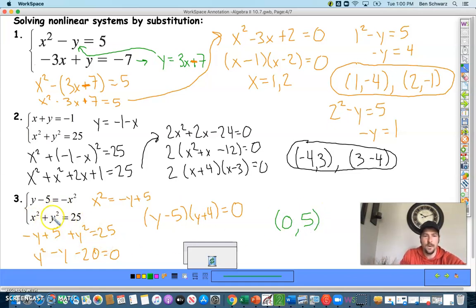If y is 4, or sorry, I should say negative 4, so that would be x squared plus negative 4 squared is 16 equals 25. That would give us x squared equals 9. So x would be plus or minus 3. So when my y is this negative 4, I have a positive or negative 3.